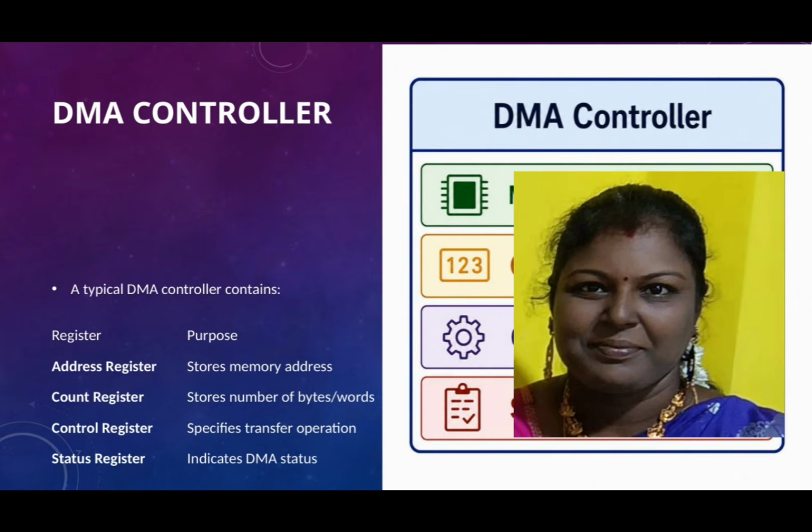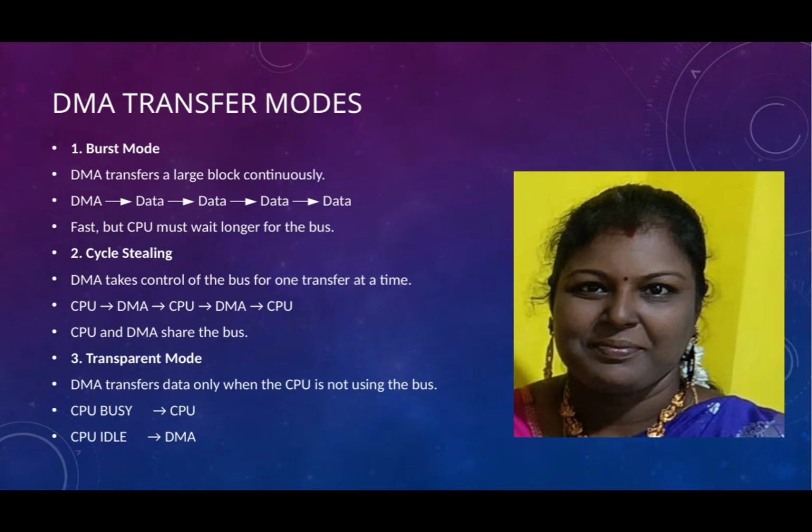Let's look at 3 common modes for DMA transfers. First, burst mode. Here, DMA grabs the bus and moves a large block of data all at once. It's fast, but the CPU has to wait longer because it can't use the bus during that time. Next, cycle stealing. DMA and the CPU take turns using the bus, transferring one piece of data at a time. This way, both share the bus more fairly. Finally, transparent mode. DMA only transfers data when the CPU isn't using the bus at all, so it never interrupts the CPU's work. Each mode balances speed and CPU access differently.